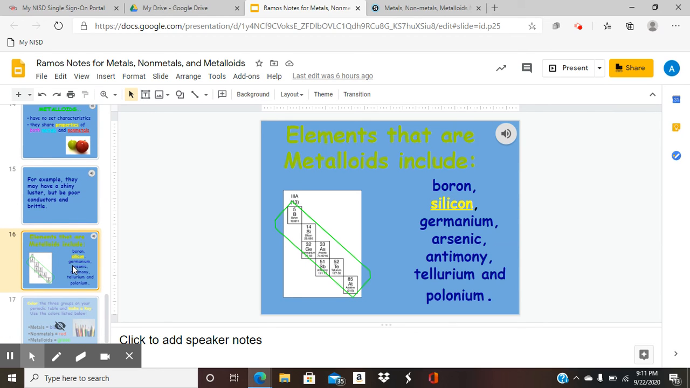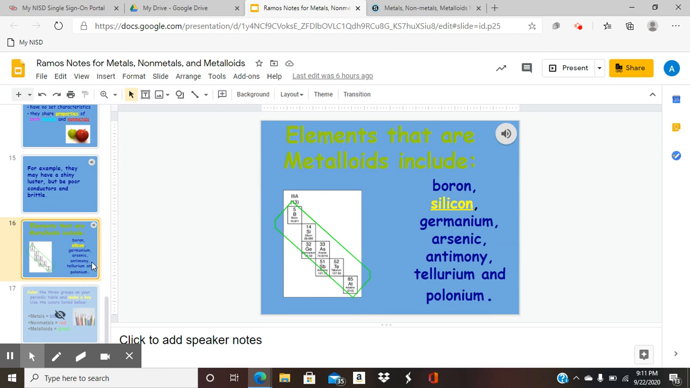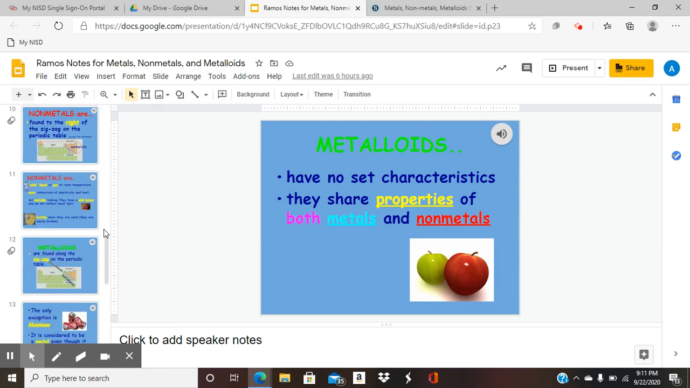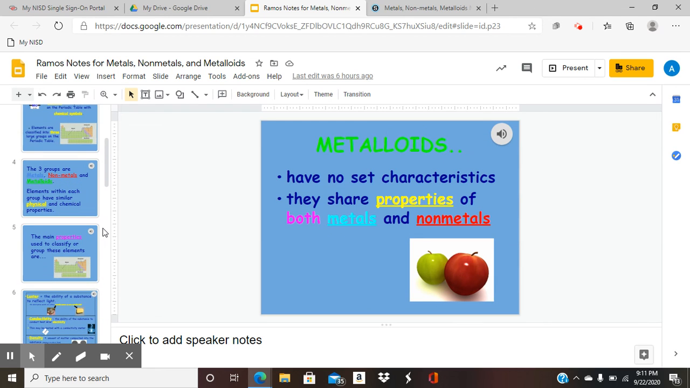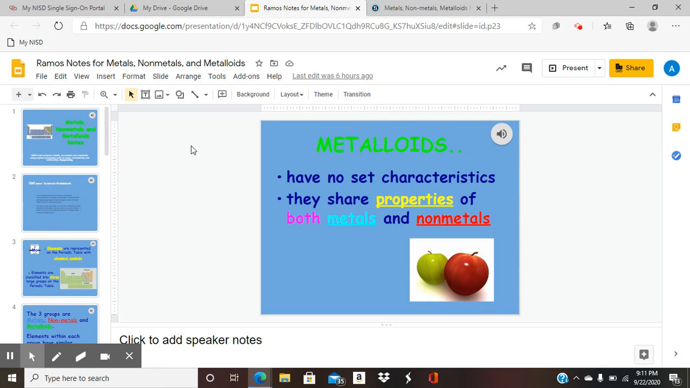These are all the elements that are metalloids because they're all found in the zigzag line: boron, silicon, germanium, arsenic, antimony, and polonium. And that is the difference between metals, nonmetals, and metalloids and their physical properties. And I hope you took some notes down. Thank you.